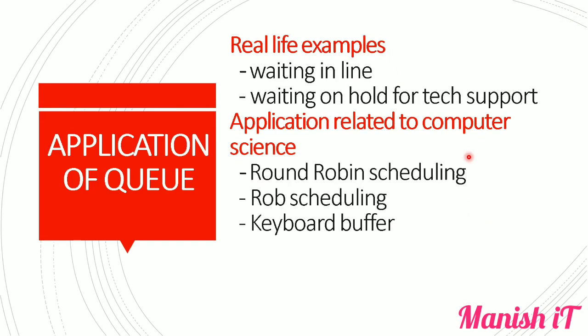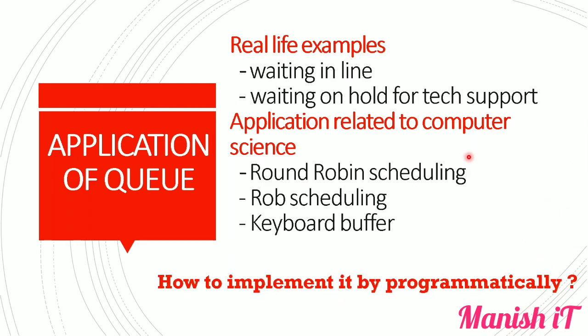Now, applications of a queue. Real life examples are waiting in line and waiting on hold for technical support. Applications related to computer science are round robin scheduling and keyboard buffer. The question is how to implement it programmatically. The answer: it is very easy to implement programmatically. Let us see one by one.